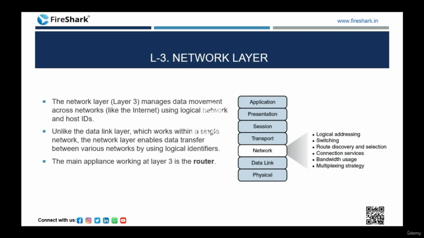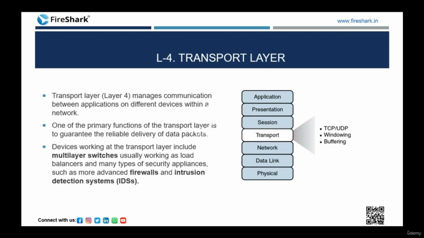So the main appliance working at layer 3 is the router. At the router, all the functionalities of this layer happen. Okay. Let's understand in a summarized way. The network layer is like the manager of the postal services for computers. It handles the addressing, figures out the best route, and breaks down the data into smaller parts and makes sure that everything gets delivered to the right place. Okay, now let's understand the transport layer.